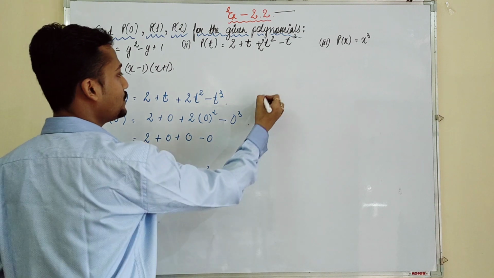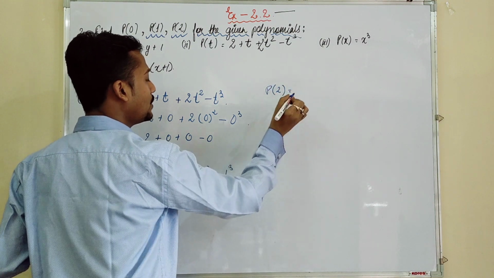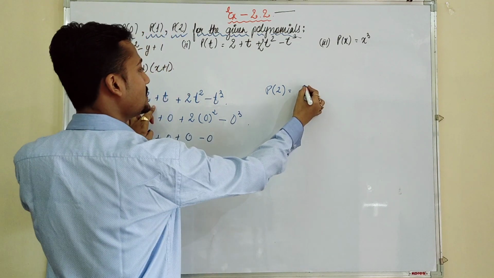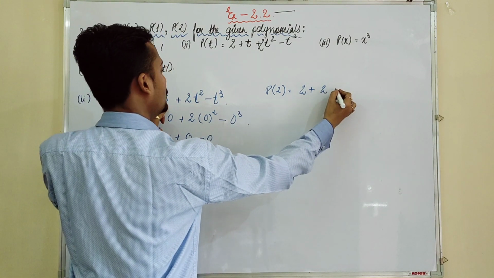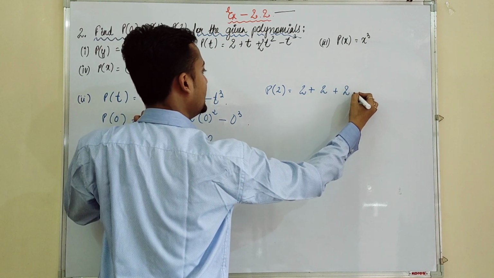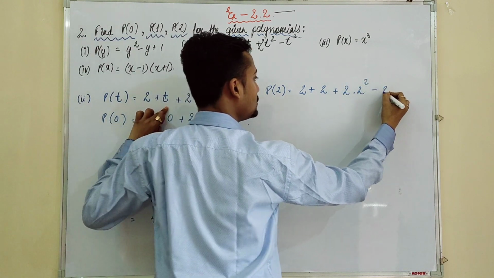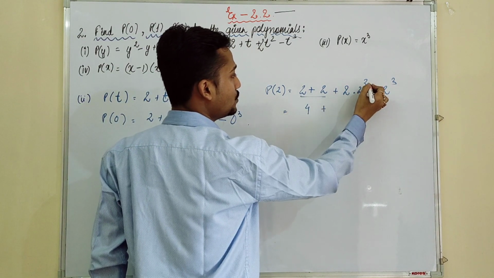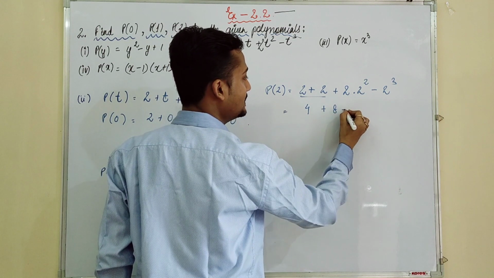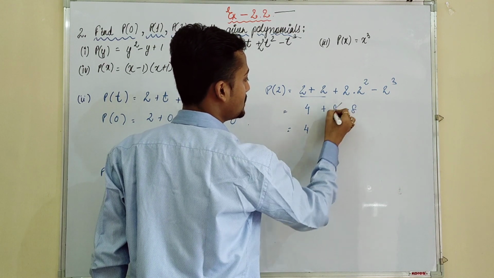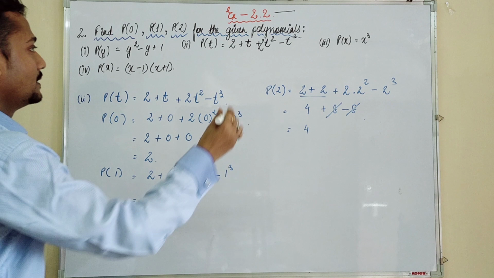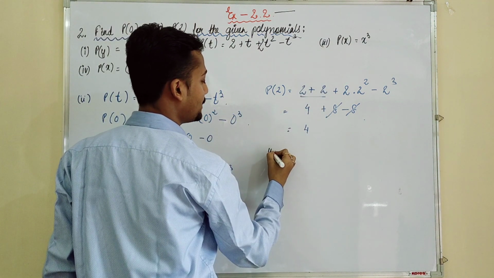Okay, then it will be p(2). p(2) is equal to how much? See, p(2) is equal to 2 plus 2 plus 2 into 2 square minus 2 cube. So it will be 2 plus 2 is 4, plus 2 twos are 4, into 2 is 8, minus 8 is equal to 4. This will be cancelled, isn't it? So have you understood till this much? The next question also I am doing. That means this one, number 3.